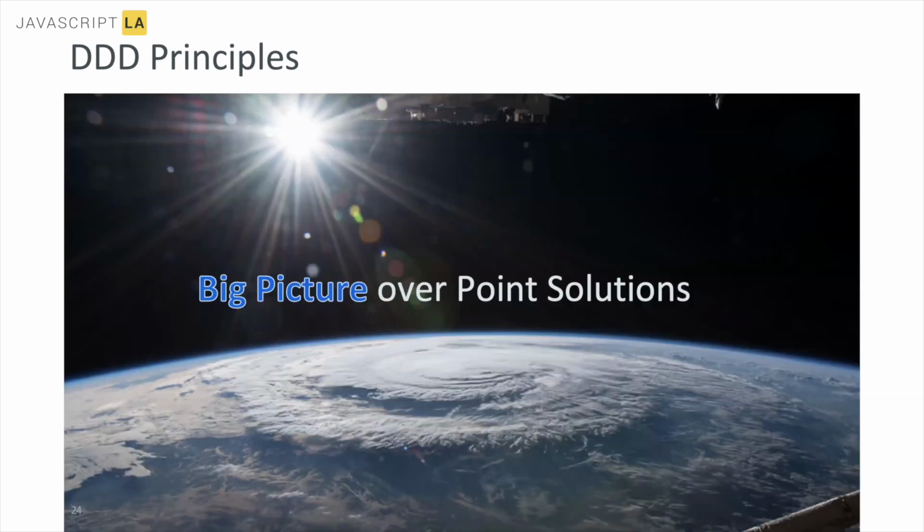The next principle is big picture over point solutions. As I alluded to before, you don't want to focus on fixing just the little thing at hand, but also think about how this might generalize in the future, and make sure that you fix not just this, but anything else that might be related to it.